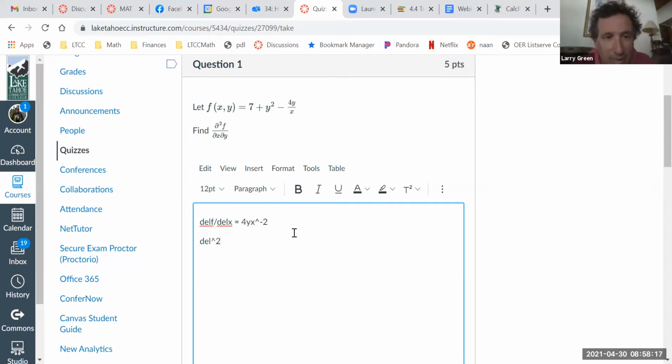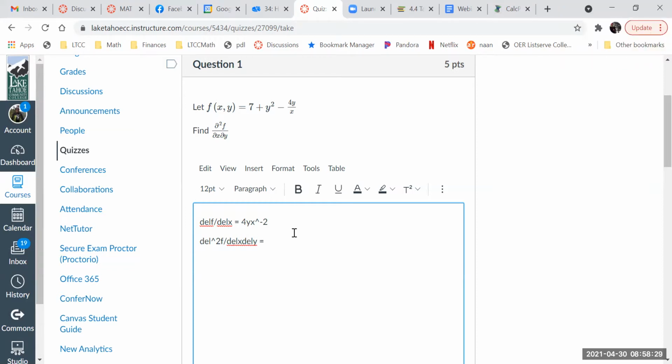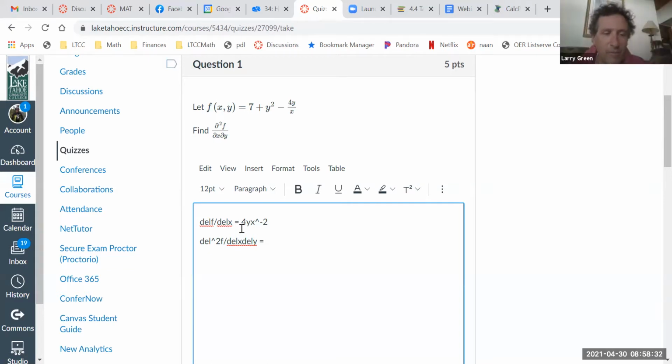You write del squared f over del x del y. So I just took the derivative with respect to x. Now what do I have to do? Take it to y. Okay, and again, you need to focus on what are the constants and what's your variable. The variable is y. So that means this whole x to the negative 2 is one big fat constant. 4 is a constant. So this is just a constant times y. And the derivative of a constant times y is a constant. So I just write the constant, which is just 4x to the negative 2. Any questions at all on question 1?